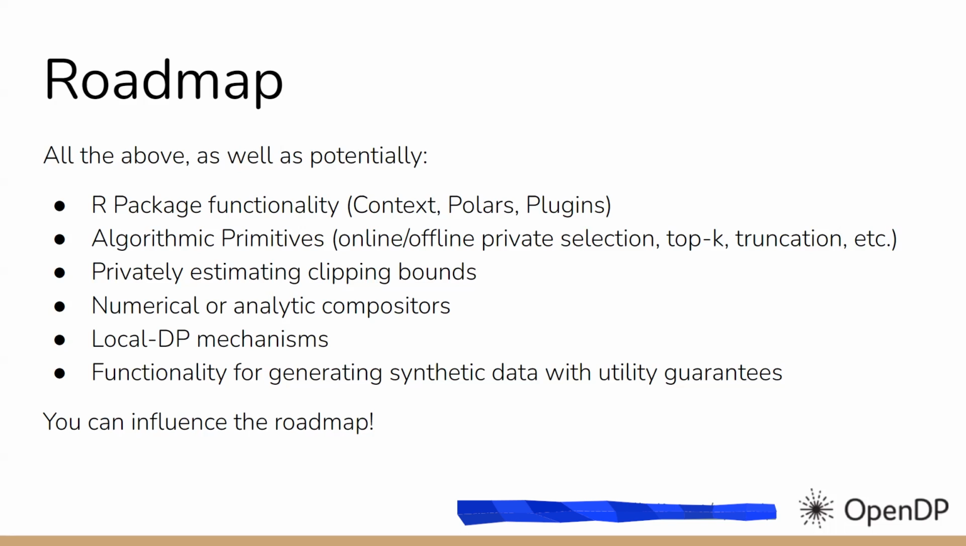Privately estimating clipping bounds is a usability thing. It can be difficult for people to estimate their hyperparameters, so if we can help with that, that'd be great. More work on numerical and analytic compositors, potentially local DP mechanisms. That's had some really great contributions that help move that along. And also functionality for generating synthetic data with utility guarantees. Similar thing there. We've gotten great contributions. We can keep on shepherding those along.